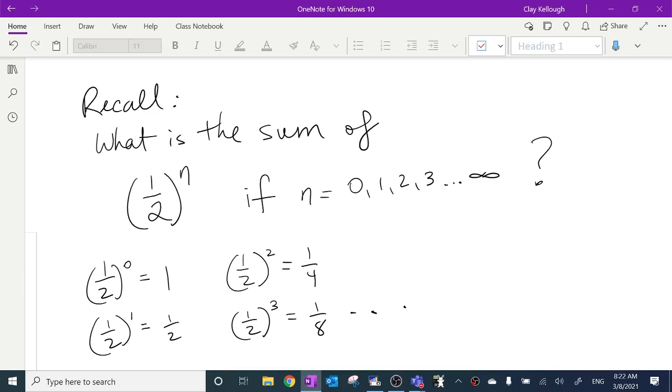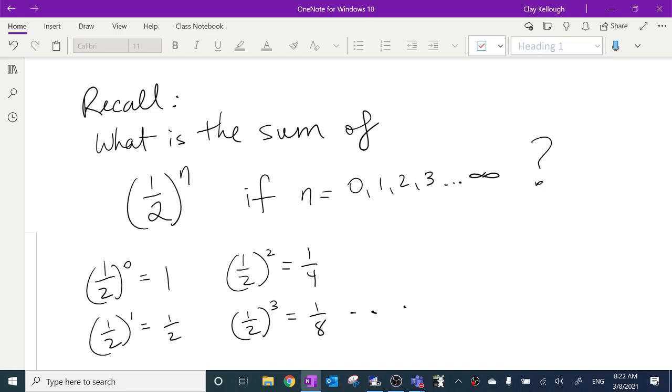Thinking back to grade 11, unit 1. 1/2 to the power of n, if n is going to be 0, then 1, then 2, then 3. Basically every whole number from 0 to infinity. If I added up all of those terms, what should I get? Who remembers doing that stuff back in grade 11?